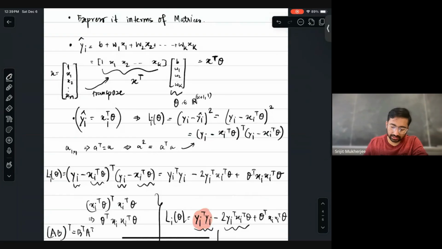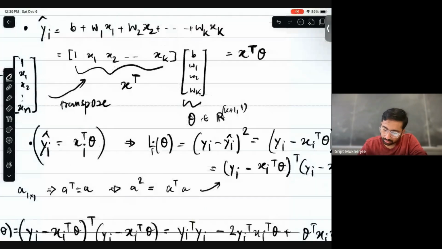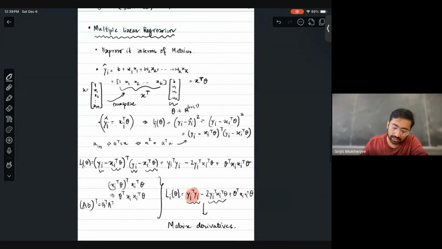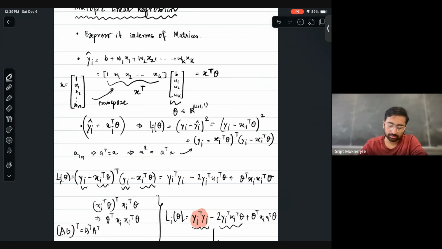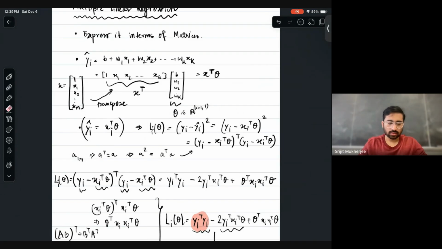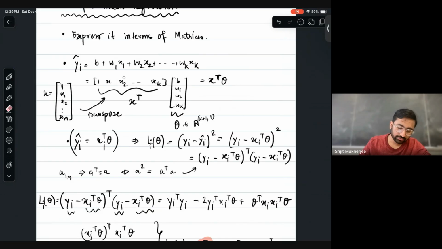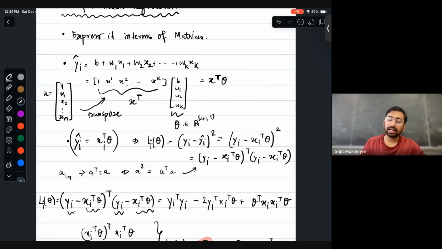Oh, there is a small problem here. This xi is not the same as this xi. Yeah, there's a small notational error. These are dimensional xis, so let's call it something different. So this is the data point xi, and this is the dimension.